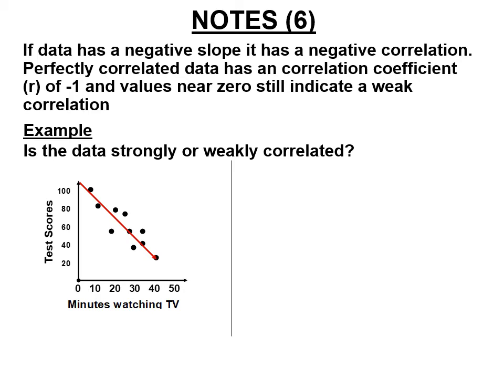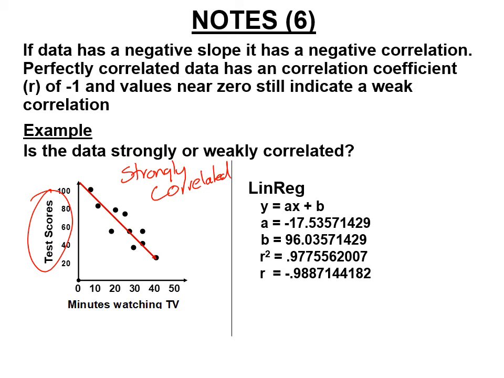Perfectly correlated data has a correlation coefficient of -1, and values near 0 still indicate a weak correlation. All right, so looking at that, is that strongly or weakly correlated? It is strongly, okay? Right, because those dots are very close to the line. Watching TV apparently has a negative slope because the more you watch TV, the less well you do on a test the next day, okay? That's what that's showing.